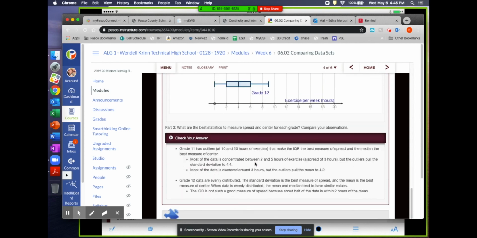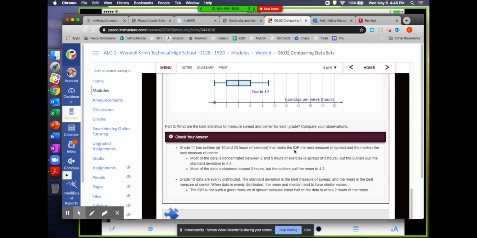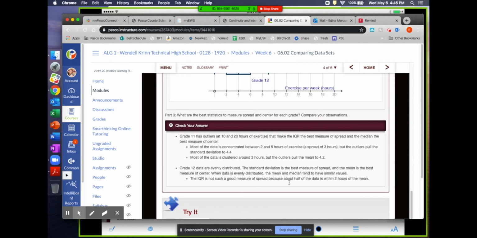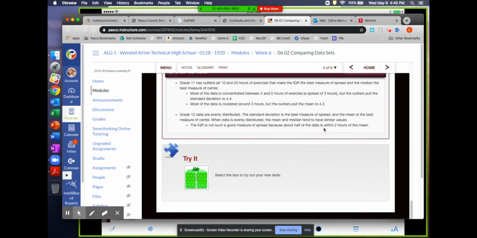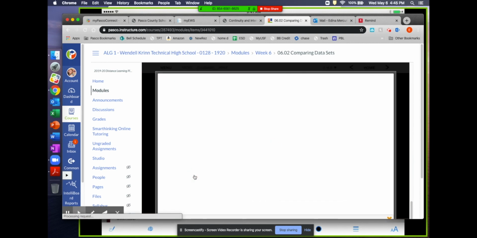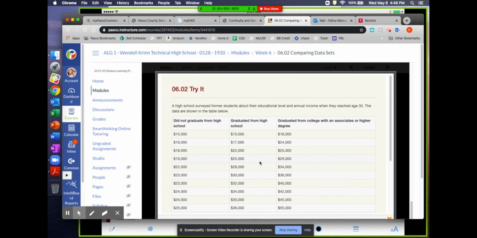Now part 3 says what are the best statistics to measure spread and center. So grade 11 is not symmetrical at all. I would definitely go with IQR and the median because I have that outlier. Grade 12 we said was pretty symmetrical, so I'm going to use standard deviation and mean. So that's how you're going to know which one to use, because of the way it's spread out in your box plot or in the data.